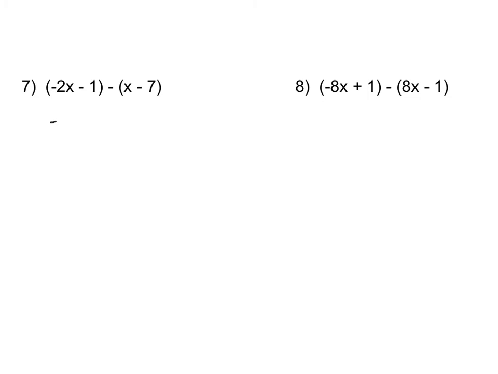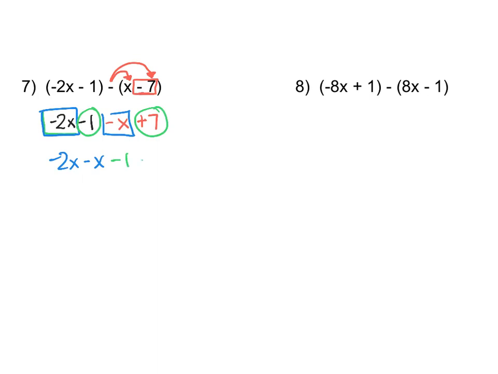Well, I'm going to write everything the same in the first expression, but now with this negative, I take the opposite of the x and the opposite of the negative 7. So the opposite of x is negative x, and the opposite of negative 7, you take this whole thing right here, is a positive 7. Okay? Now we can combine like terms. So I have a negative 2x and a negative x. And then I have a negative 1 and a positive 7. So negative 2x minus x is negative 3x.